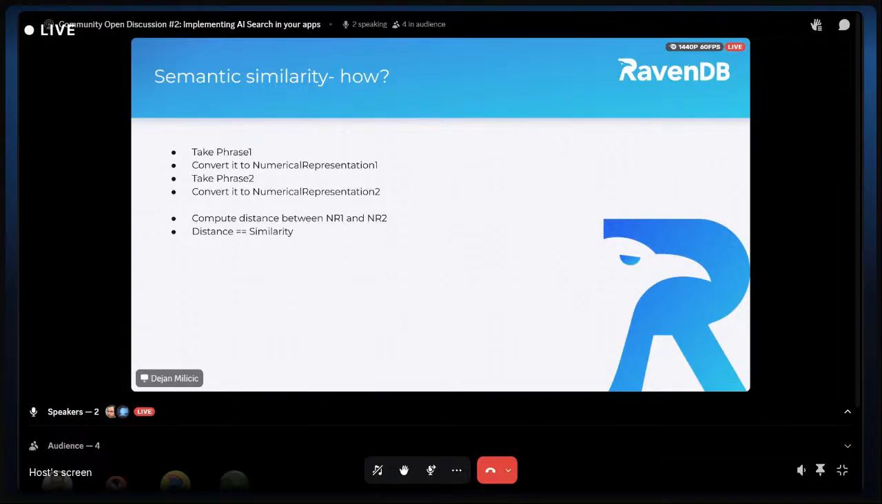So I would take a phrase, first phrase, and convert it to some kind of numerical representation. Do the same with phrase number 2, convert it to some numerical representation, and then I would compare these two numerical representations for phrase 1 and phrase 2 and compute the distance between them. And the closer they are, the more similar the phrases are.